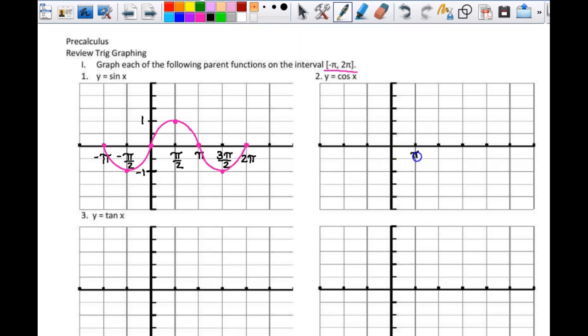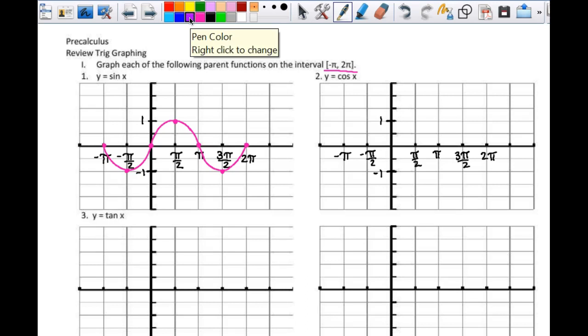Same thing, I'm going to do pi halves, pi, 3 pi halves, 2 pi, and then negative pi halves and negative pi. All right, so for cosine, I also need my y scale. Make that 1 and this negative 1. I might want to change that if I had an amplitude here that was something other than 1, but since it's 1, I'll just leave it like that.